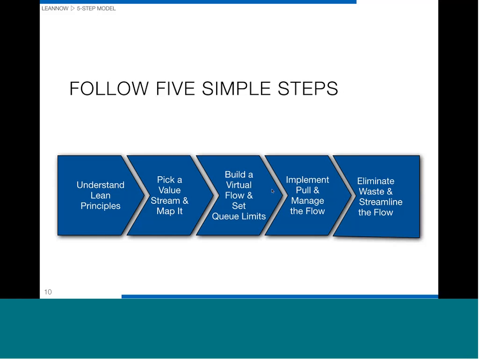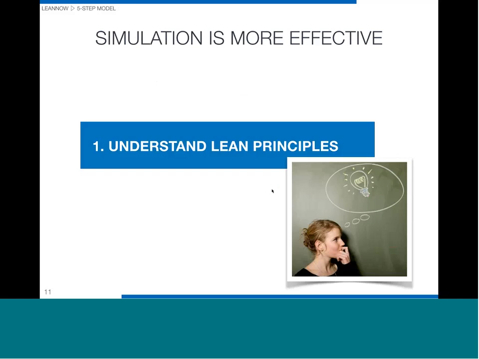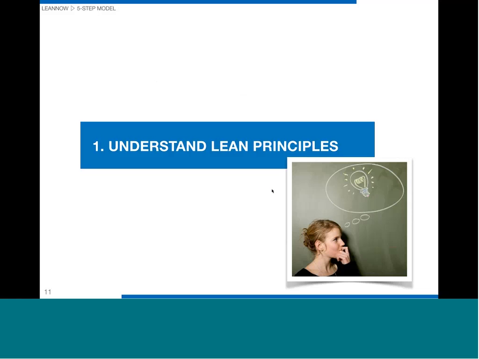And then finally, not finally, but the next step is to implement pull and to be able to manage that flow on a daily basis with lean principles. Then improve that flow by eliminating waste to streamline the flow itself. So that's basically the parts of implementing LeanNow. And what I thought I'd do is just step you through some of the principles here, or some of the steps along the way.